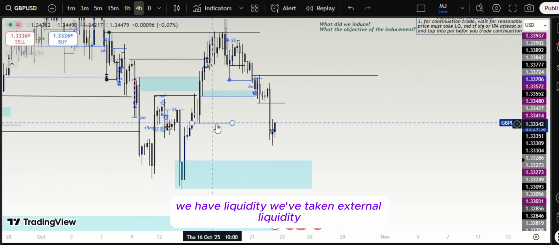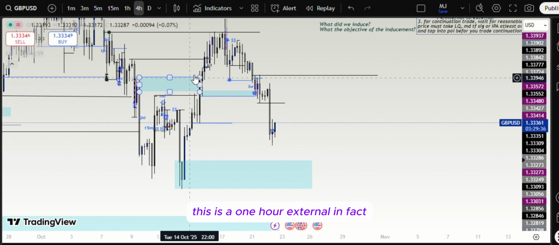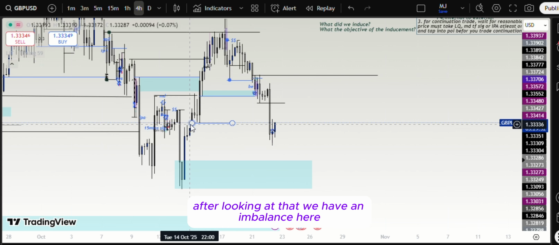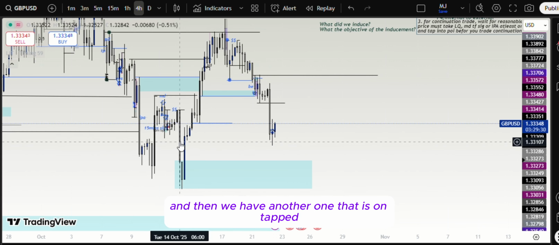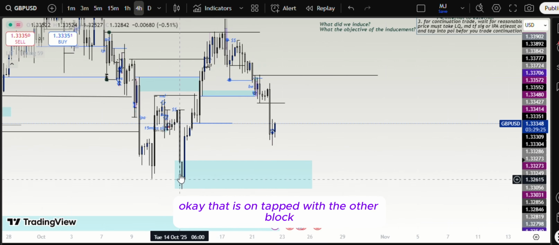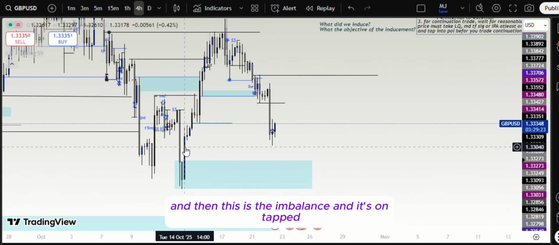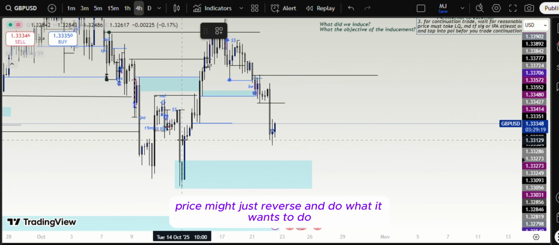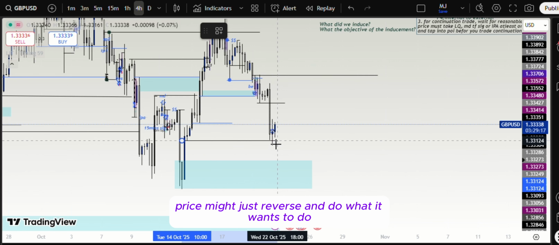So that's why I feel like provided there is an imbalance, okay, we have liquidity. We've taken external liquidity. This is a 1 hour external, in fact, a 4 hour external liquidity, right? After looking at that, we have an imbalance here. Price did not wait at the imbalance, and then we have another one that is untapped, with the other block. This is the other block, and then this is the imbalance, and it's untapped. So as soon as price gets there, price might just reverse and do what it wants to do.